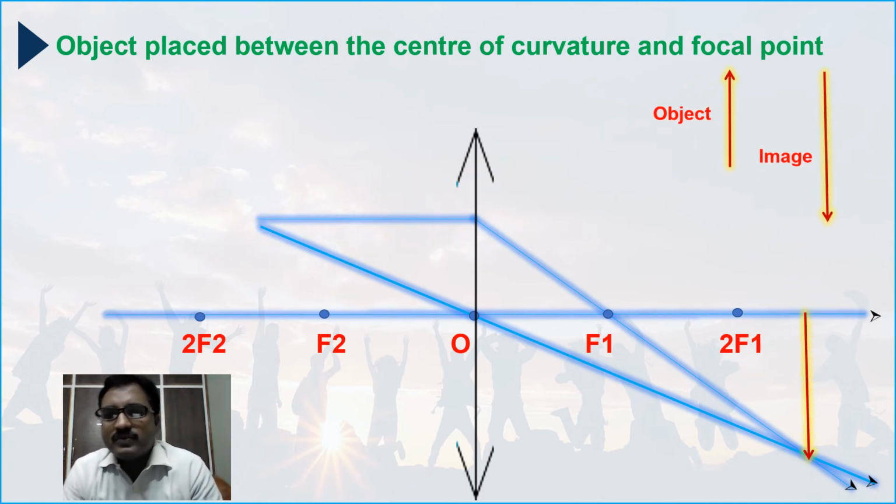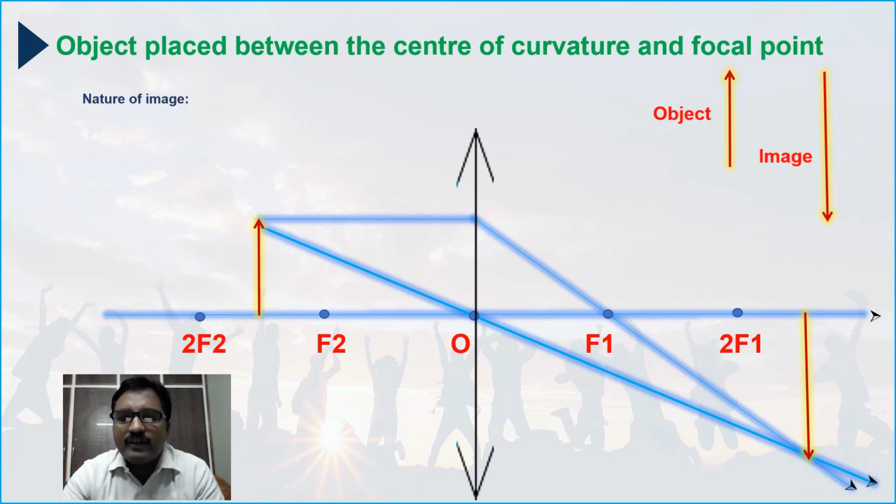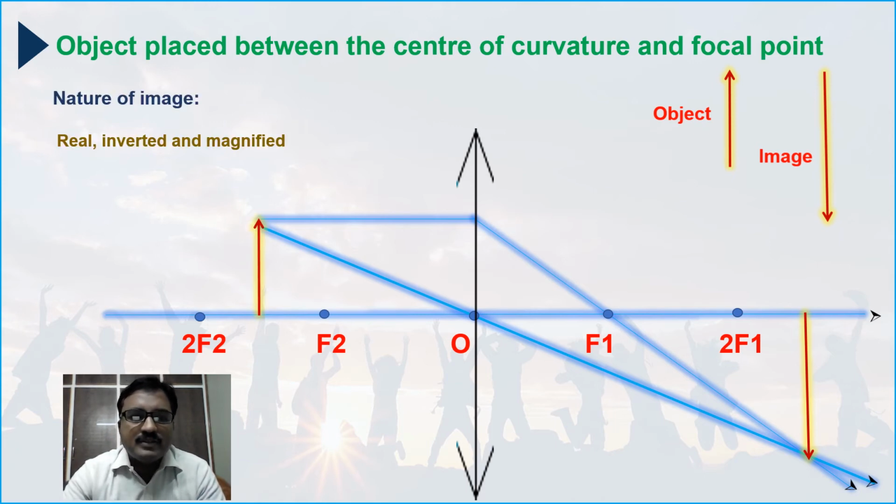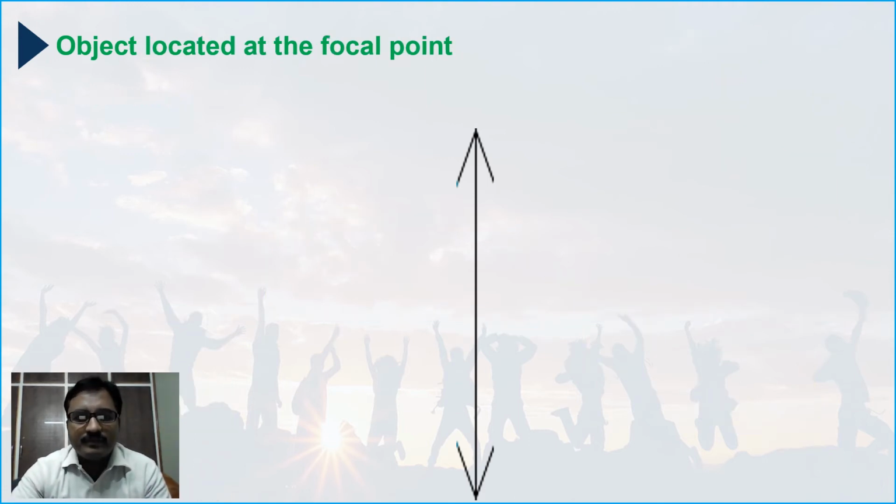Here it is very clear, the size of the image. You can observe here the size of the image is more than the size of the object, and it is a real image and inverted, and it is magnified. The nature of the image is real, inverted and magnified.